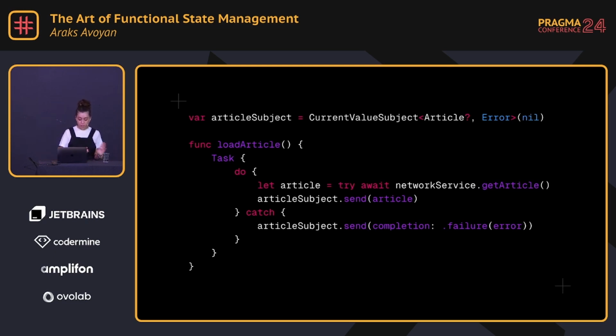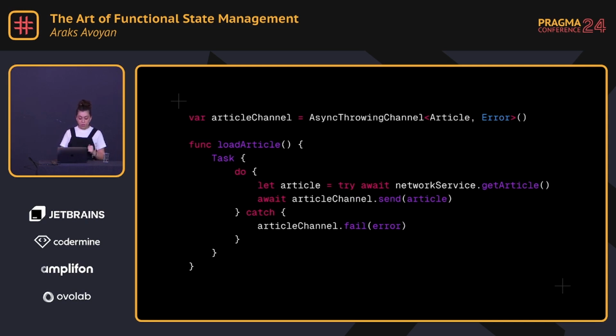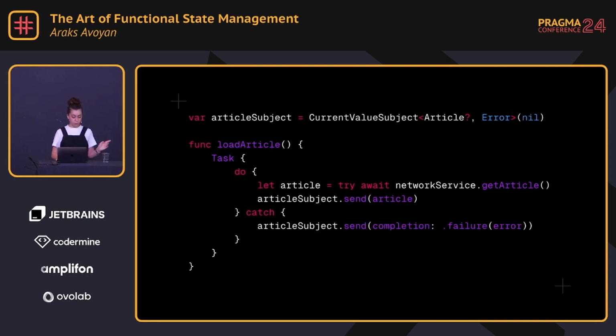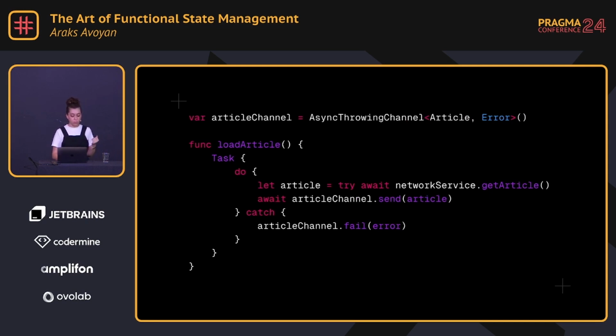We are fetching the data from the network service and sending the articles data or an error to a CurrentValueSubject. This caches the latest value, making it easier to share the data across your app without performing lots of additional networking. First, when migrating from Combine to async algorithms, we modify articleSubject to articleChannel.